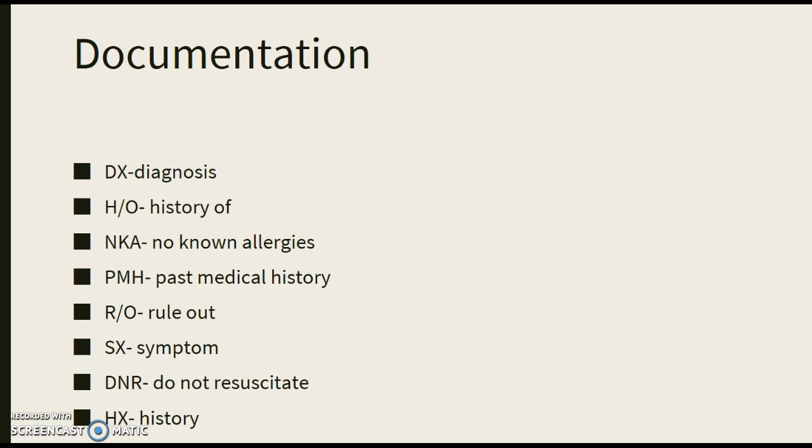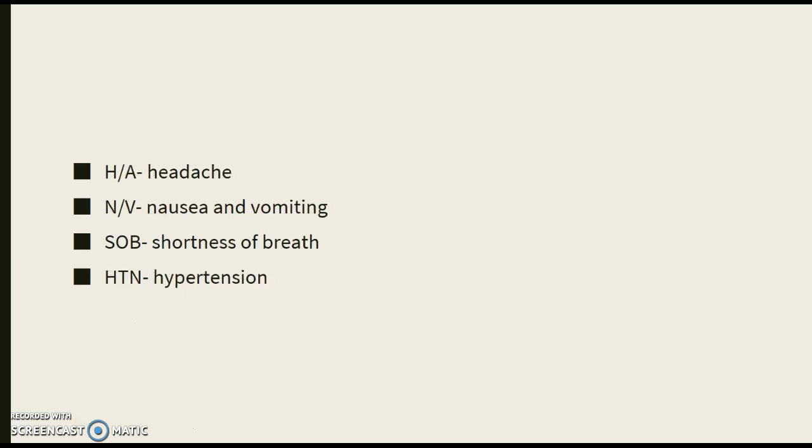DNR is do not resuscitate. This is a code status, so if the patient would stop breathing or their heart would stop beating, we would not do CPR or anything to revive them. And HX is history. Some more is HA is headache, NV, nausea and vomiting, so the patient's going to throw up. SOB is shortness of breath, and HTN is hypertension or high blood pressure.